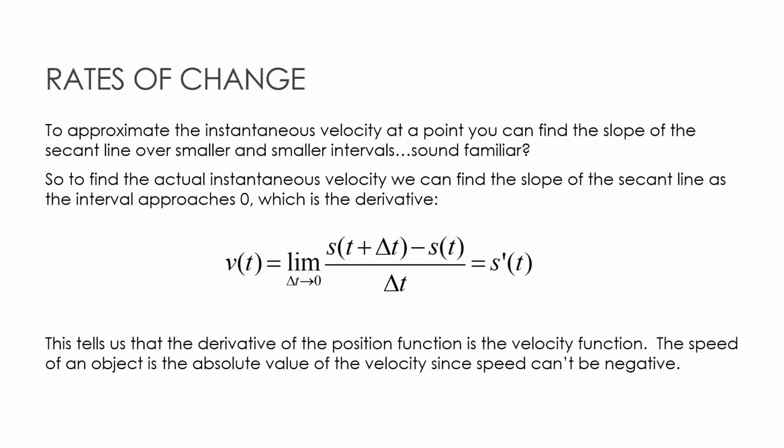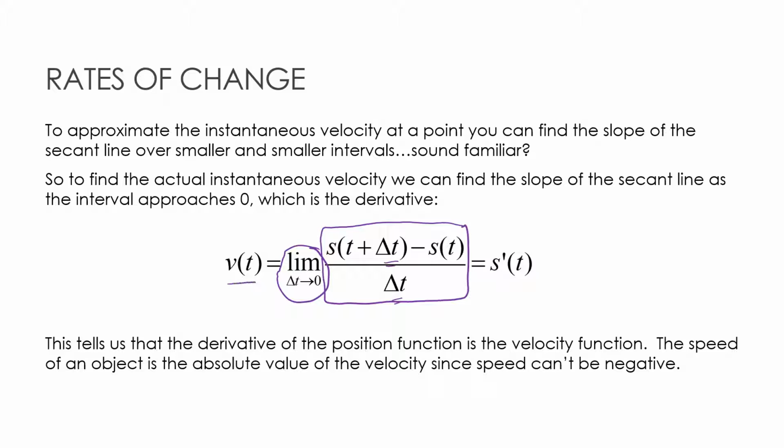Obviously we don't want to use our slope formula for this. We want to be able to use the calculus techniques that we have been developing. So essentially what we're saying is we can find the slope of a secant line over smaller and smaller intervals, which is code for, hey, if this is the slope of my line, I can find the limit as delta t approaches 0, delta t here just being the change in time instead of delta x, which is still our x value.